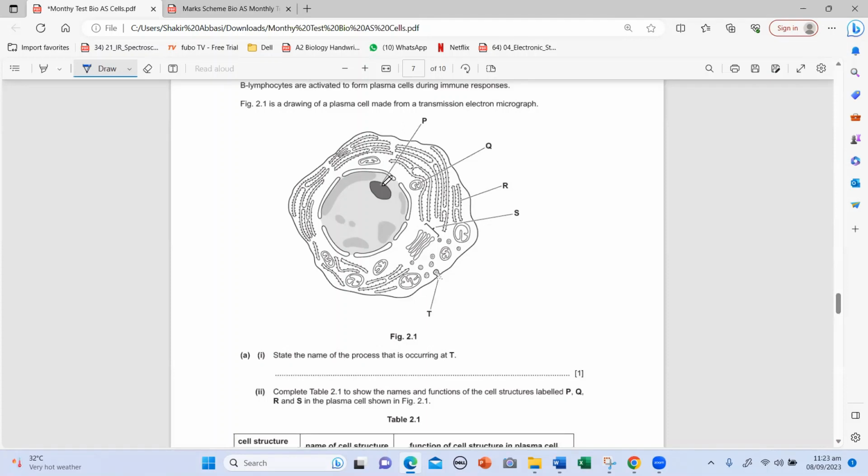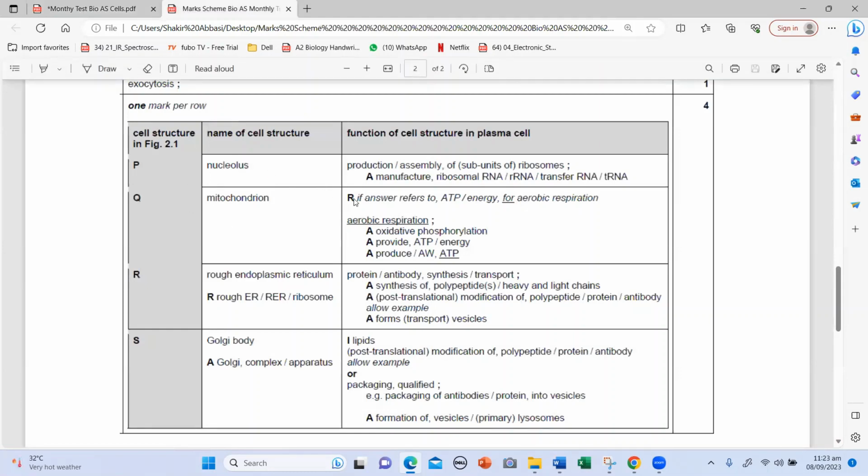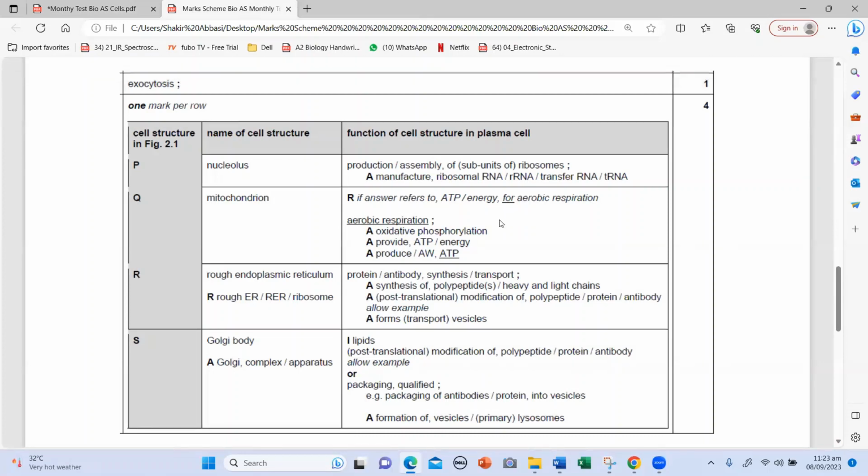Nucleolus, what does it do? Nucleolus makes ribosomes, makes rRNA. And remember, Q is mitochondria. Many of you had written that Q provides energy, ATP. These marks are all rejected. The mark scheme says very clearly for mitochondria: reject ATP energy, simply accept aerobic respiration. It is a must. The reason is that in bacteria there are no mitochondria, but they can still make ATP. So mitochondria is not a must for ATP, it is a must for aerobic respiration. That you need to know.